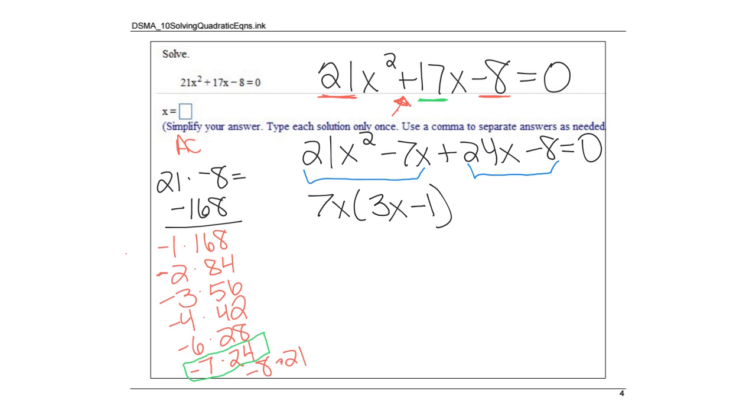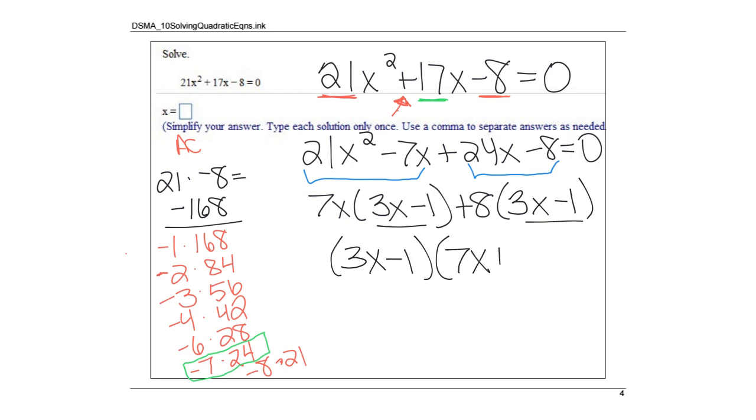Then I have 24x and negative 8. So the first term's positive. I'm going to go ahead and pull an 8 out of there. That leaves me with 3x minus 1. Again, negative 8 divided by 8 is negative 1. Don't get rid of it completely. Okay, so now I have 3x minus 1 because that's what's in common to both of them. And that leaves me with 7x plus 8.